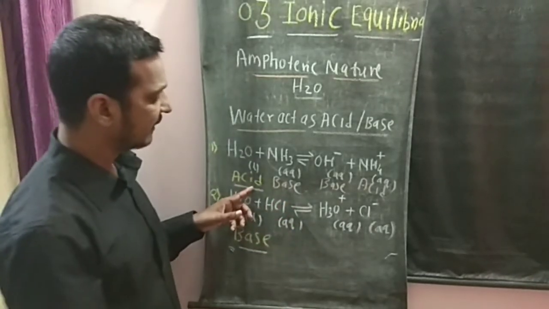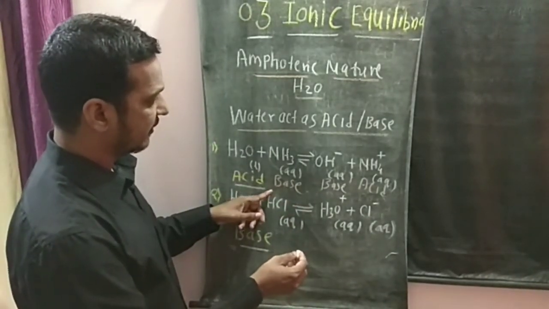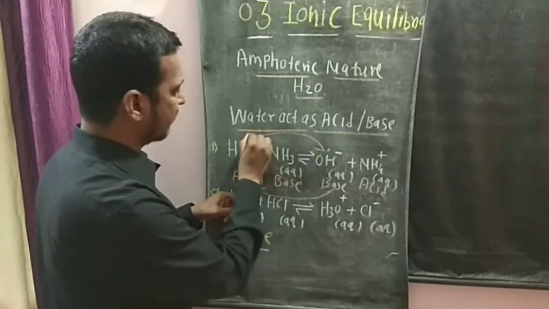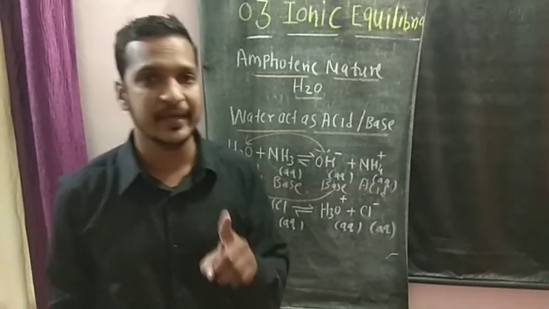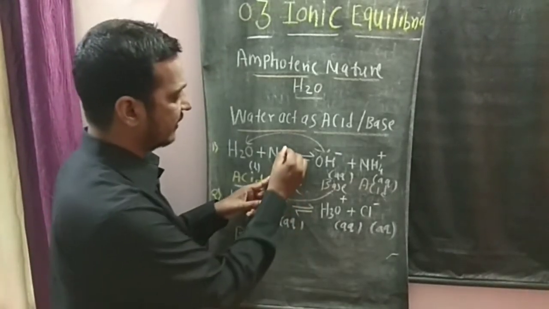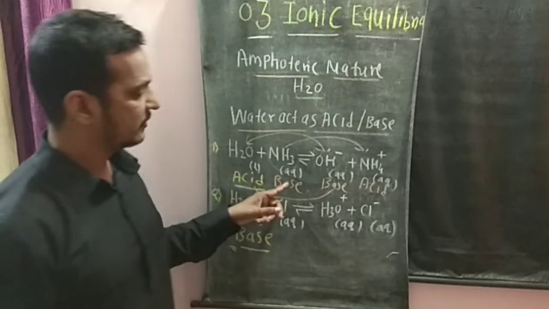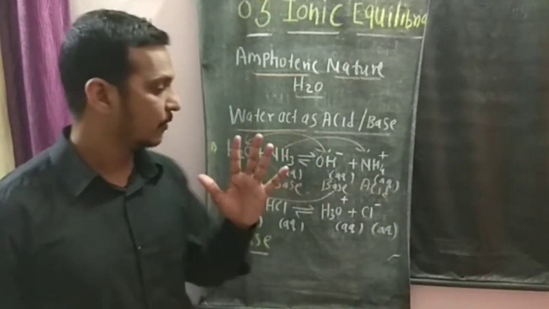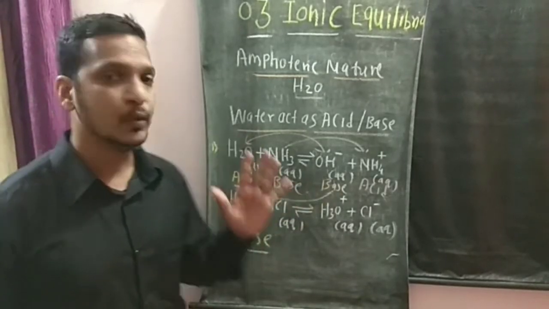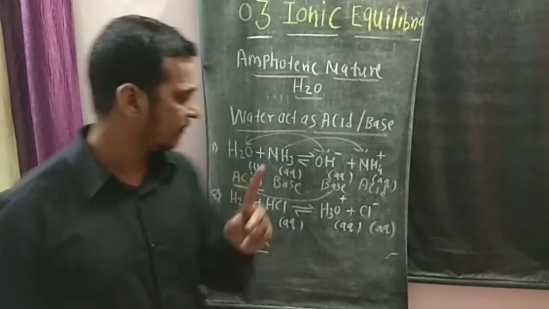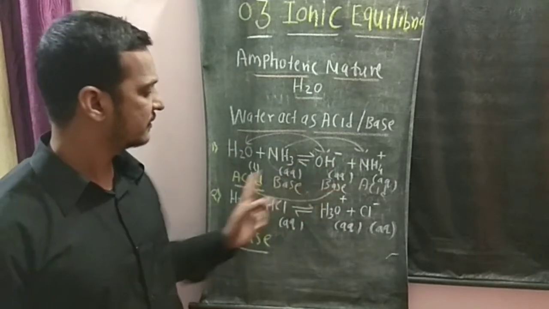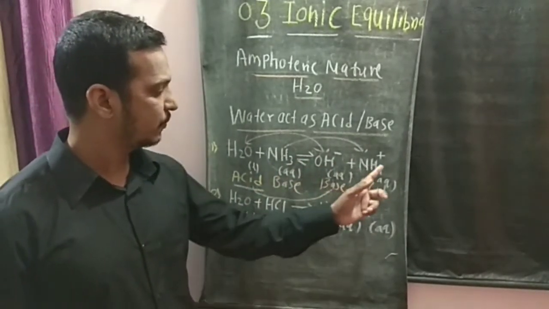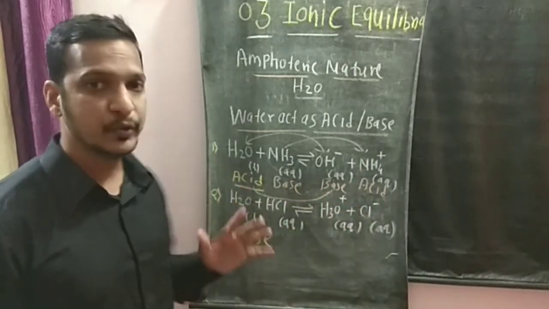So now we will find out the two conjugate acid base pairs. In the first case, H2O and OH minus is the first conjugate acid base pair, and the second is NH3 and NH4 plus, which is the second conjugate acid base pair. As we have discussed in the last theory, this example also contains two conjugate acid base pairs.